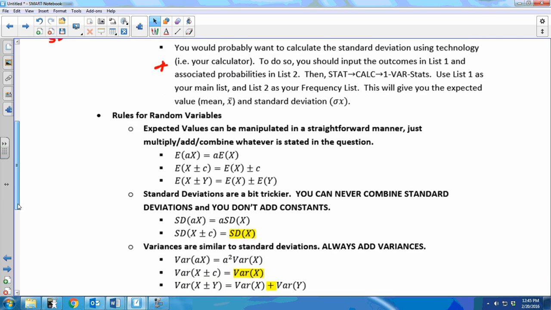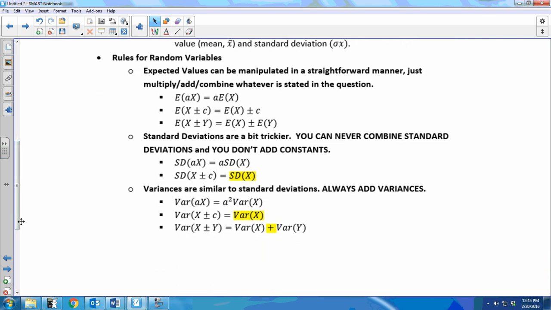Now here's where things got dicey. We had rules for random variables. We talked about this in Unit 1, and I reviewed it recently in Unit 1. But in Unit 1, we talked about if you start shifting data or if you start rescaling data, what happens to the means and standard deviations? When we shifted data, the means changed, but the standard deviation stayed the same. When you rescaled data, then everything changed. We are using similar ideas here for the rules for random variables.